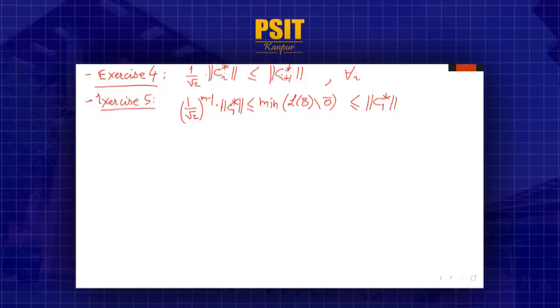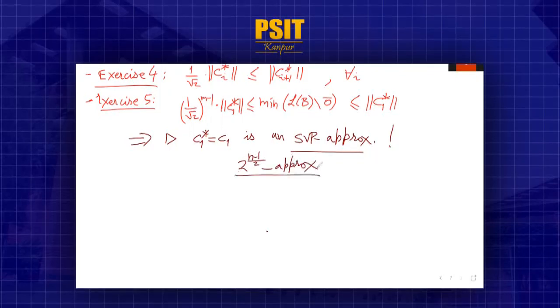And what this tells you, that's what you learn, is that C1 star, which happens to be C1, is an SVP approximation. It's an approximation, this root 2 to the m minus 1, which is like root 2 to the n. It's a 2 raised to n minus 1 by 2 approximation to SVP. Is this clear?